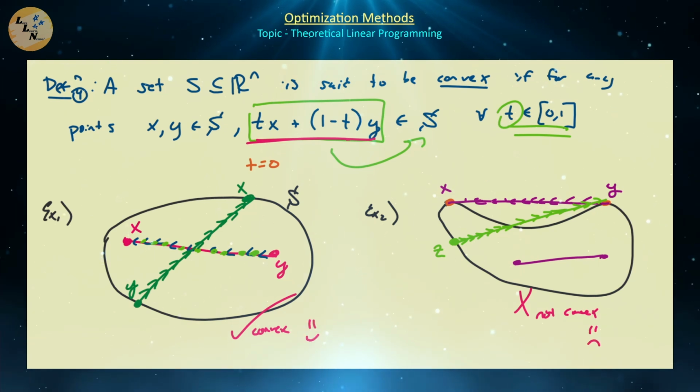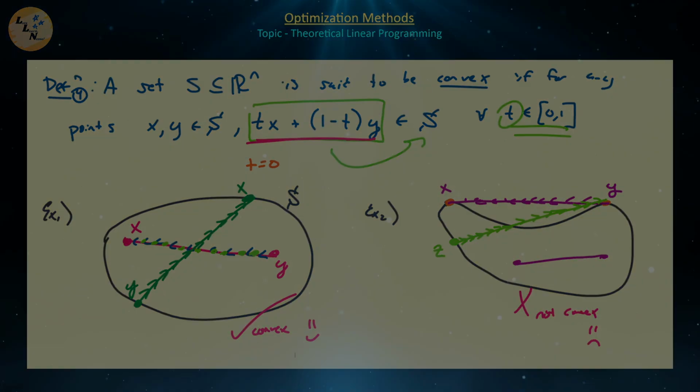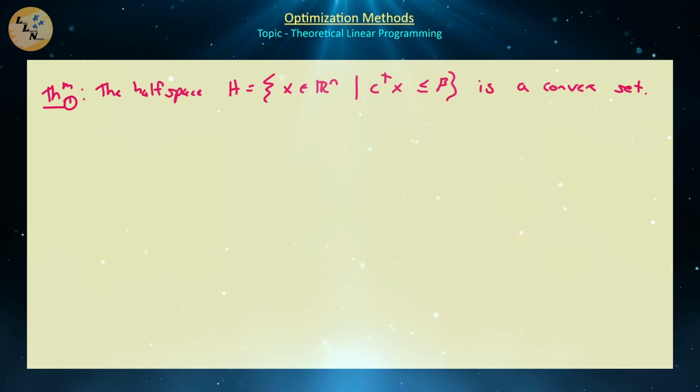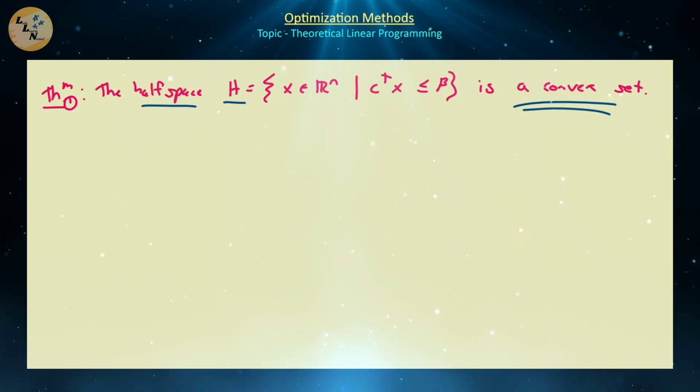Right? So that's just some ideas of what it means to be convex and not convex, at least in the R2 sense, but you could generalize this geometrically up to higher dimensions if you want to. Now let's start introducing some theorems that are going to be extremely helpful to us. The first is this. Consider the half space H given by c^T x is less than or equal to some number beta. Then one can show that this set H, this half space, is indeed a convex set.